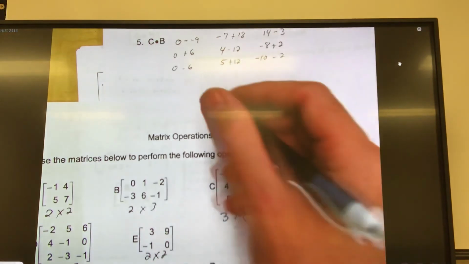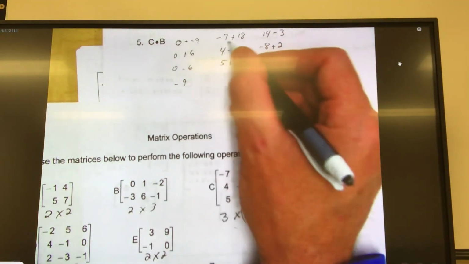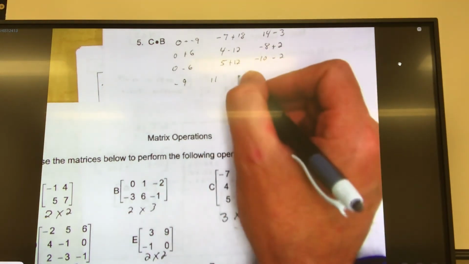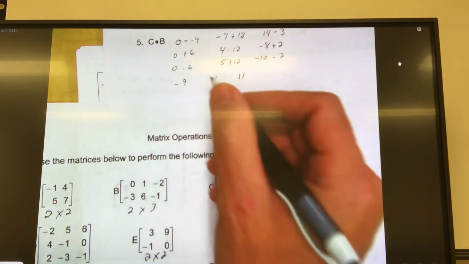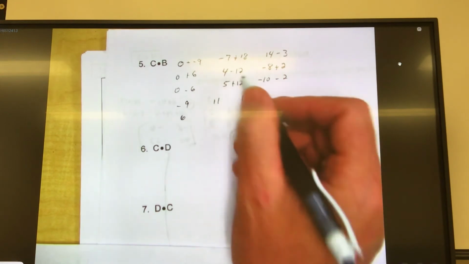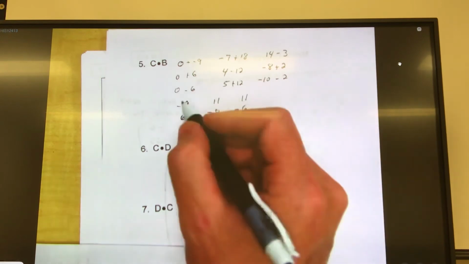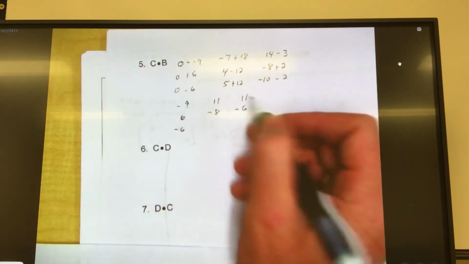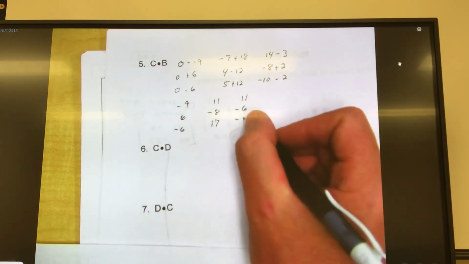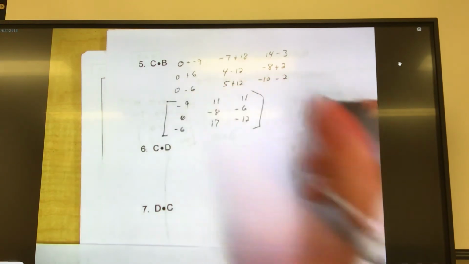Now we clean it up. I got 0 minus 9, so that's a minus 9. Negative 7 plus 18 is 11. 14 minus 3 is 11. Second row, 0 plus 6 is 6. 4 minus 12 is a negative 8. Negative 8 plus 2 is negative 6. 0 minus 6 is a negative 6. 5 plus 12 is 17. Negative 10 minus 2 is a minus 12. And there's my 3 by 3 matrix.